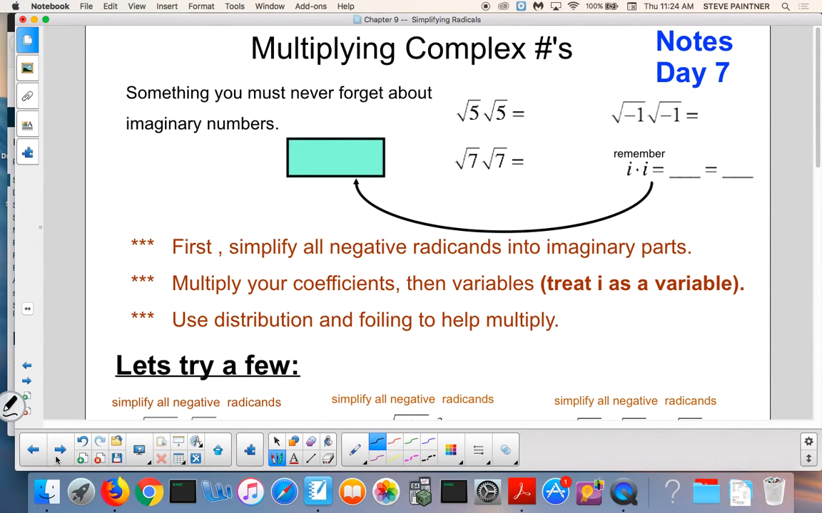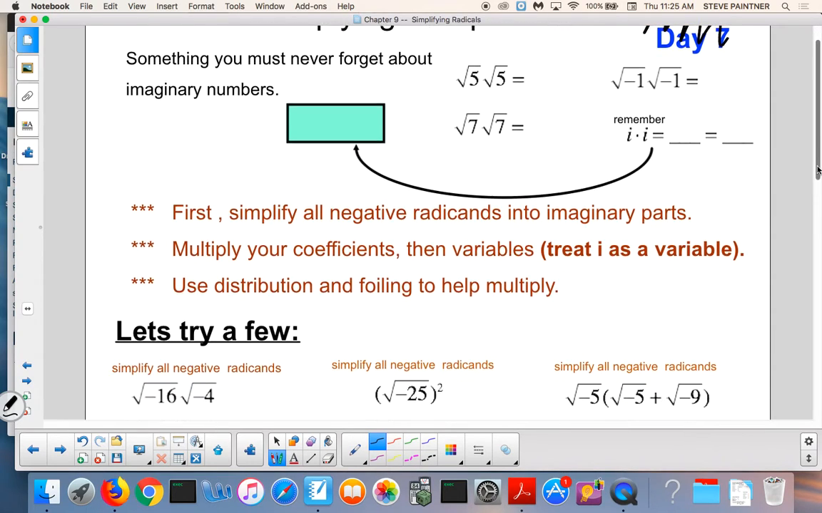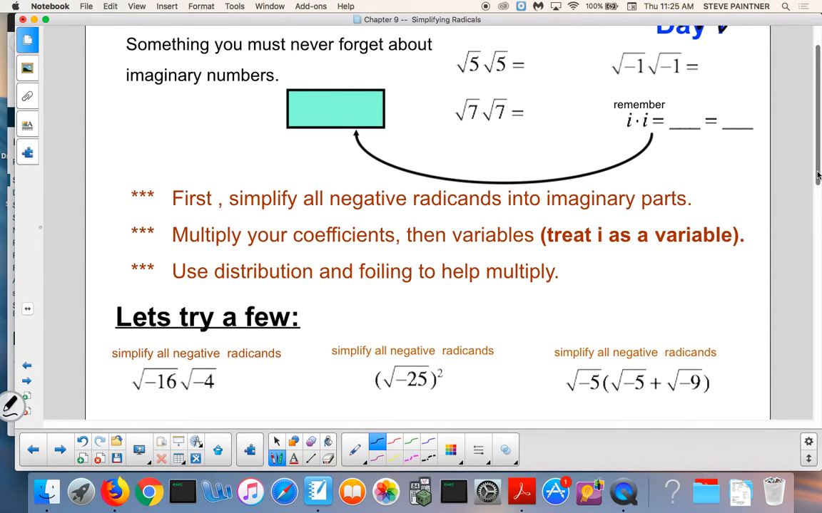I'm sorry. That day 7 should never have been there. Okay? All right, guys, here we go. Multiplying complex numbers. You cannot tune out now. No tuning out. Wake yourself up. Okay. Here we go. If you miss the trick, you're gonna get lost.